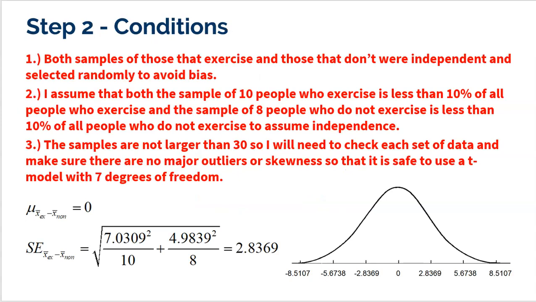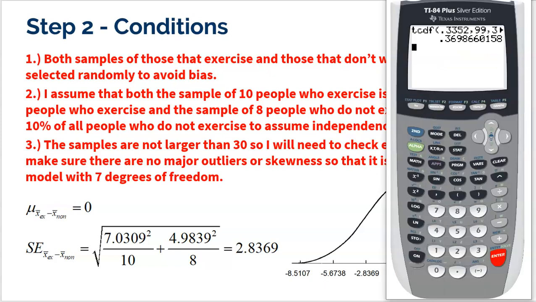All right, my conditions I know are boring, but we got to do them. Both samples are random to avoid bias, and they're independent. I assume that both samples of 10, the people who exercise, are definitely less than 10% of all people who exercise, and the 8 people who do not exercise is less than 10% of all people who do not exercise. Now here's where I'd run into a major issue. Both samples are way less than 30. So I want to just show you what you should be doing. You should be entering this data into your calculator, stat edit.